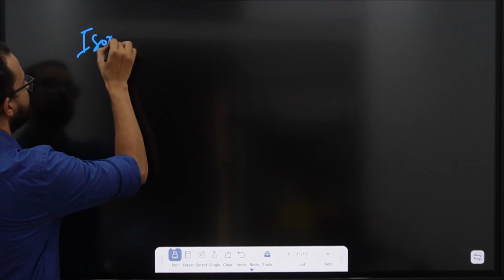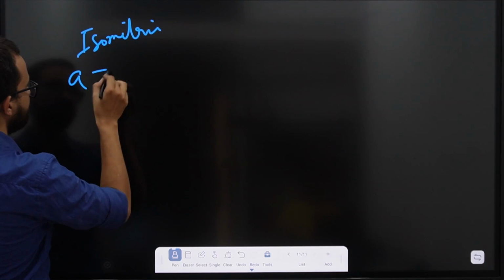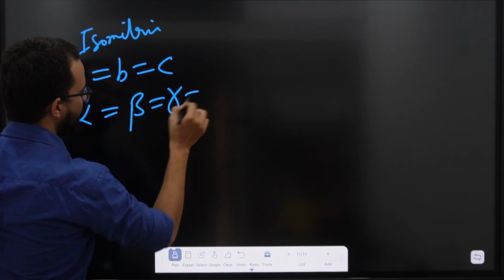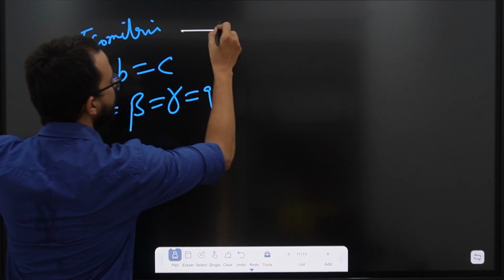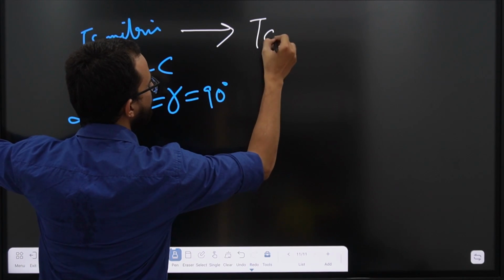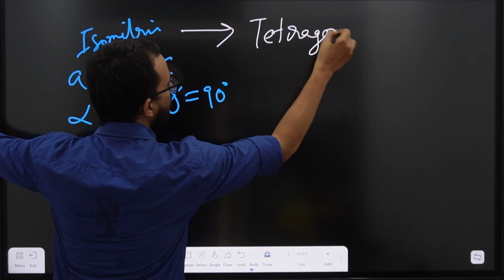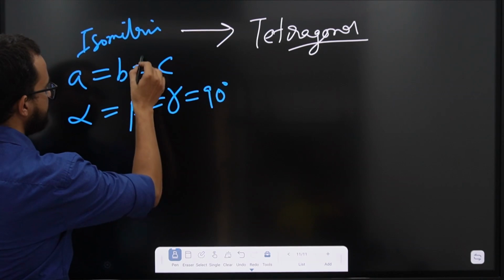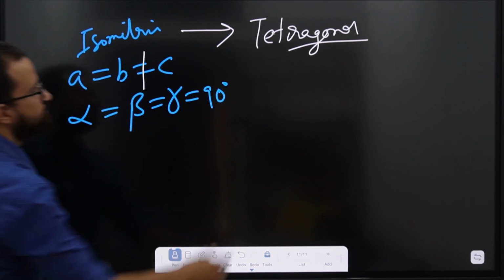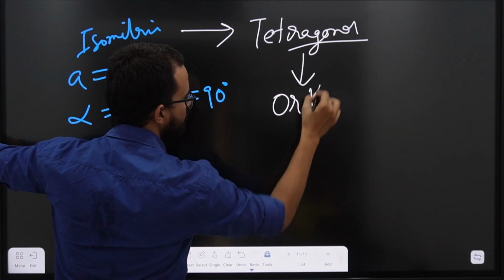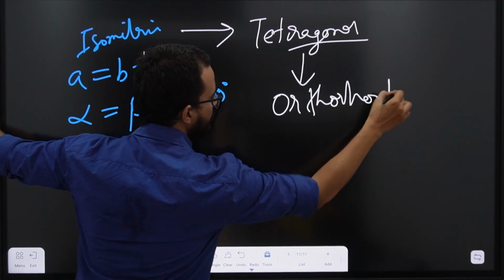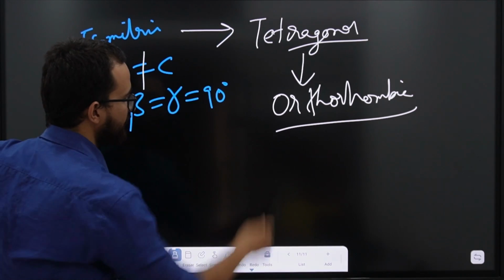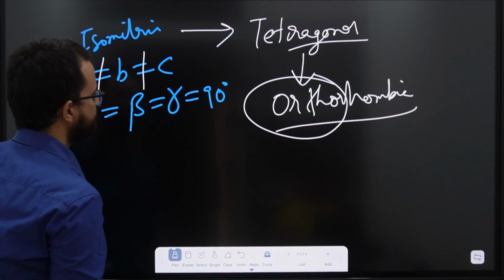We started with the isometric system, with all the classes, all the axes of equal length, all the angles of equal value equal to 90 degrees. Then we moved on to the next class, that was the tetragonal. In tetragonal, what we did was we took one of the angles and one of the axes, and now it became something like this. Next, we move to the orthorhombic. In the orthorhombic, what happened? All the lengths became unequal while the angles were still 90. This is what the term ortho means. Ortho means 90.